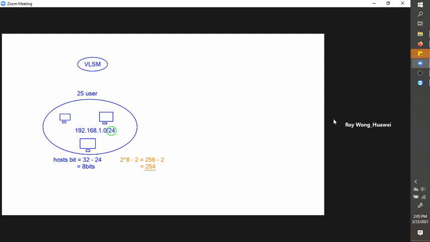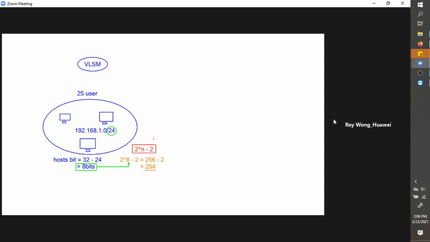This is the answer. The host bits go into here. The formula is actually 2 to the power of n minus 2, where n is the number of host bits. You put 2 to the power of host bits minus 2, then you get the answer. If I use a subnet mask like this, with prefix 24, my hosts can support a total of 254. But for our zone there are only 25 users. So 254 is too much.